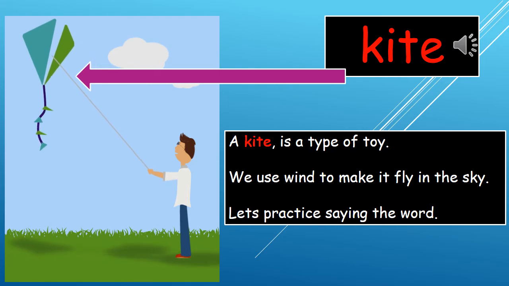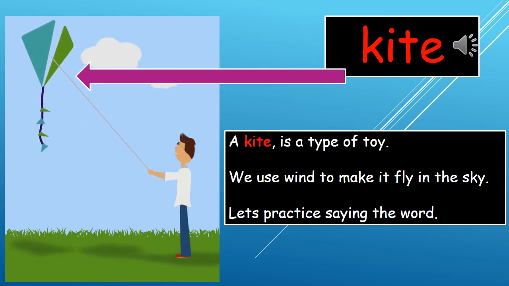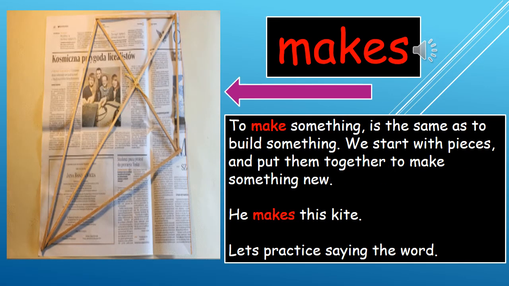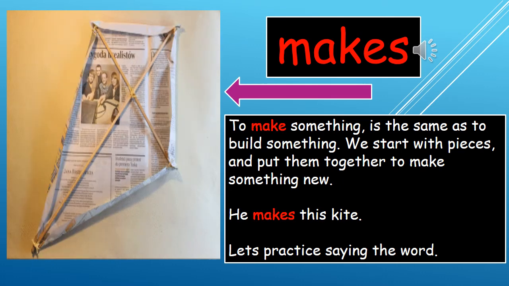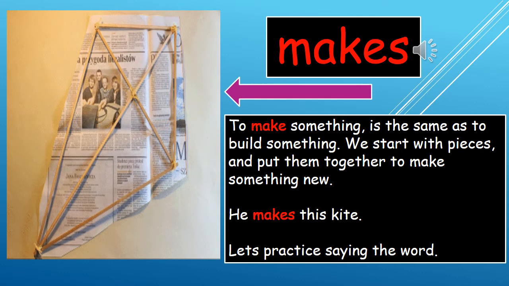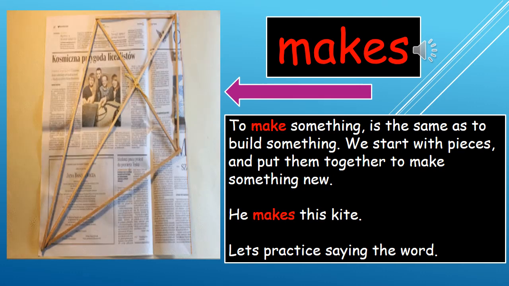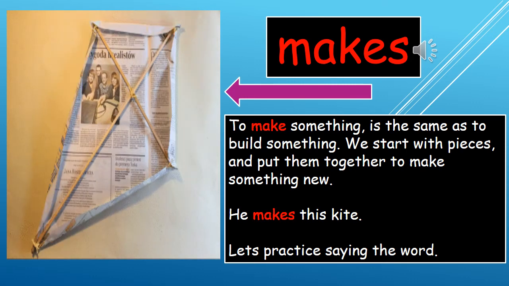Let's practice saying it. Kite. Kite. Kite. Excellent. Let's keep going. The next word we're practicing, makes. I want to hear that S at the end. So when we practice, think carefully, because there's a difference between make and makes that you will learn in grade 1.